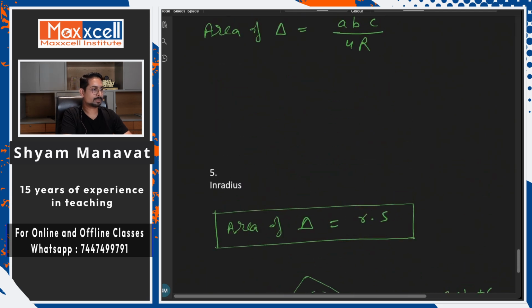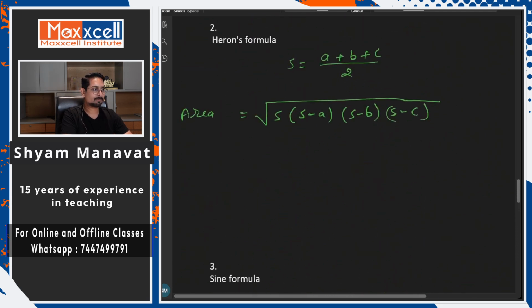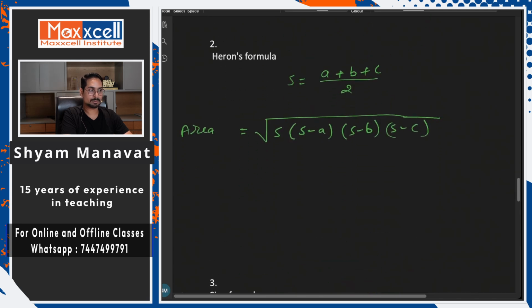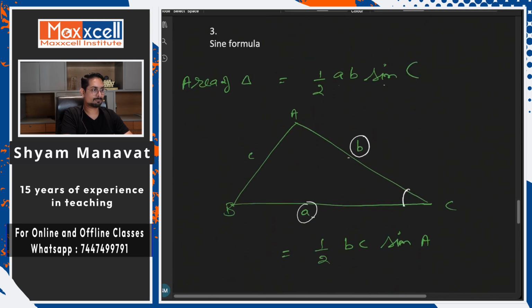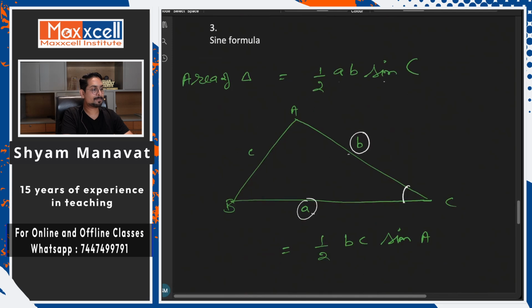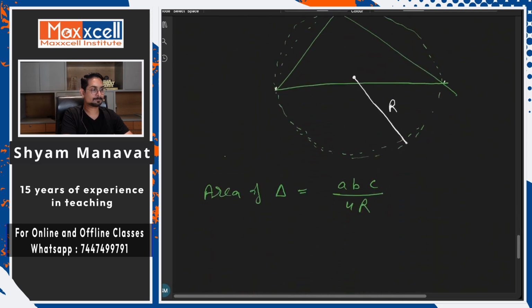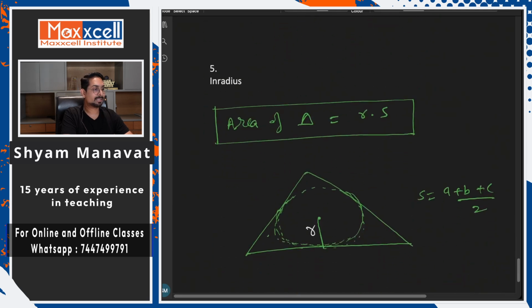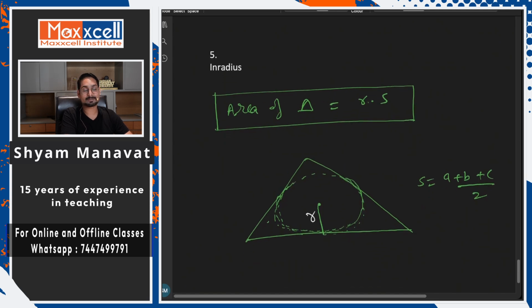Okay, let's go through all five formulas. First formula what we have learned here is half b into c. Second formula is Hero's formula. Third formula is the sine formula, half ab sine C. Fourth formula is abc, the product of sides, by 4r, where r is the circumradius. And when you have the inradius, then it is inradius into the semi perimeter of the triangle. These are the 5 formulas of area of a triangle.